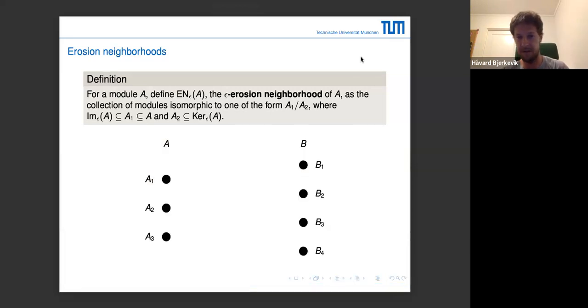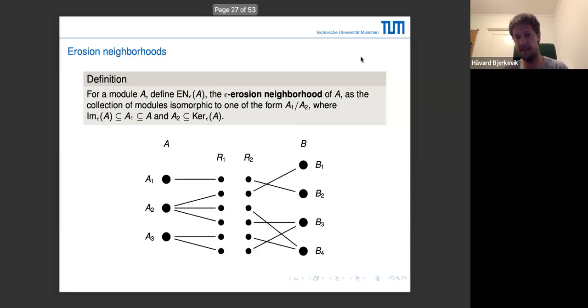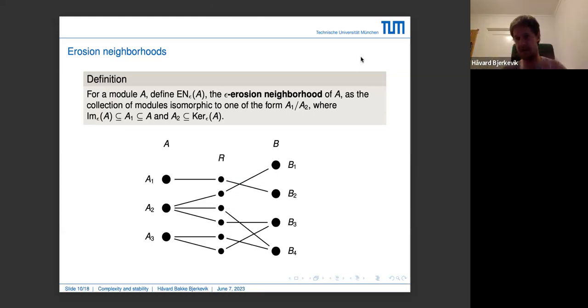Right, so we want to use this erosion neighborhood to define some sort of approximate matching between modules. So here we have two modules A and B, and we decompose them into these indecomposables. So these are the barcodes of A and B. And remember that we can't just match these barcodes immediately because there might not be a good matching even if A and B are similar. So what we do first is that we pick modules in the erosion neighborhoods of A and B. And this way we might have some summands that are split apart as we saw in the previous examples. And then we try to look for a matching. And actually when we do this process, we can skip the matching step. We can just sort of erode them to the same module.